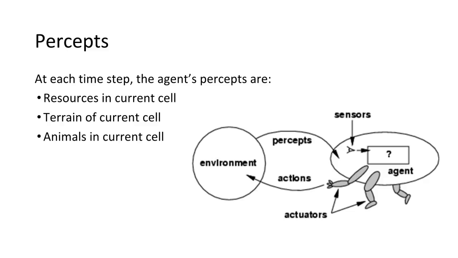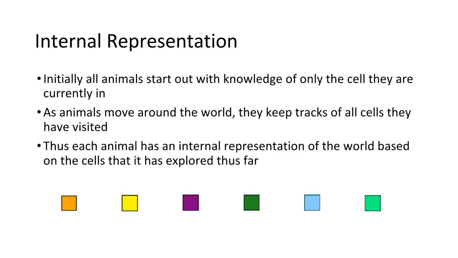At a given time step, an animal perceives the resources and terrain of its cell, as well as the animals in that cell. As animals move around the world, they keep track of all cells they have visited. Initially, an animal is only aware of the cell it starts off in.